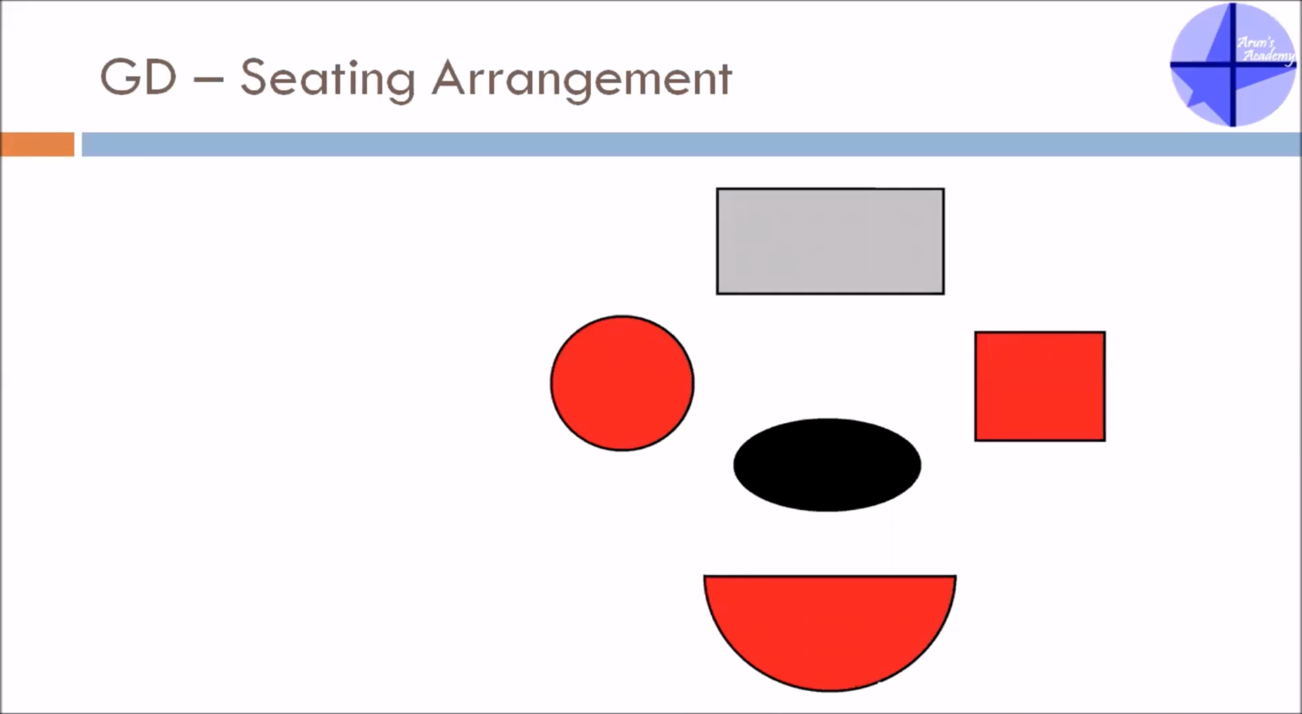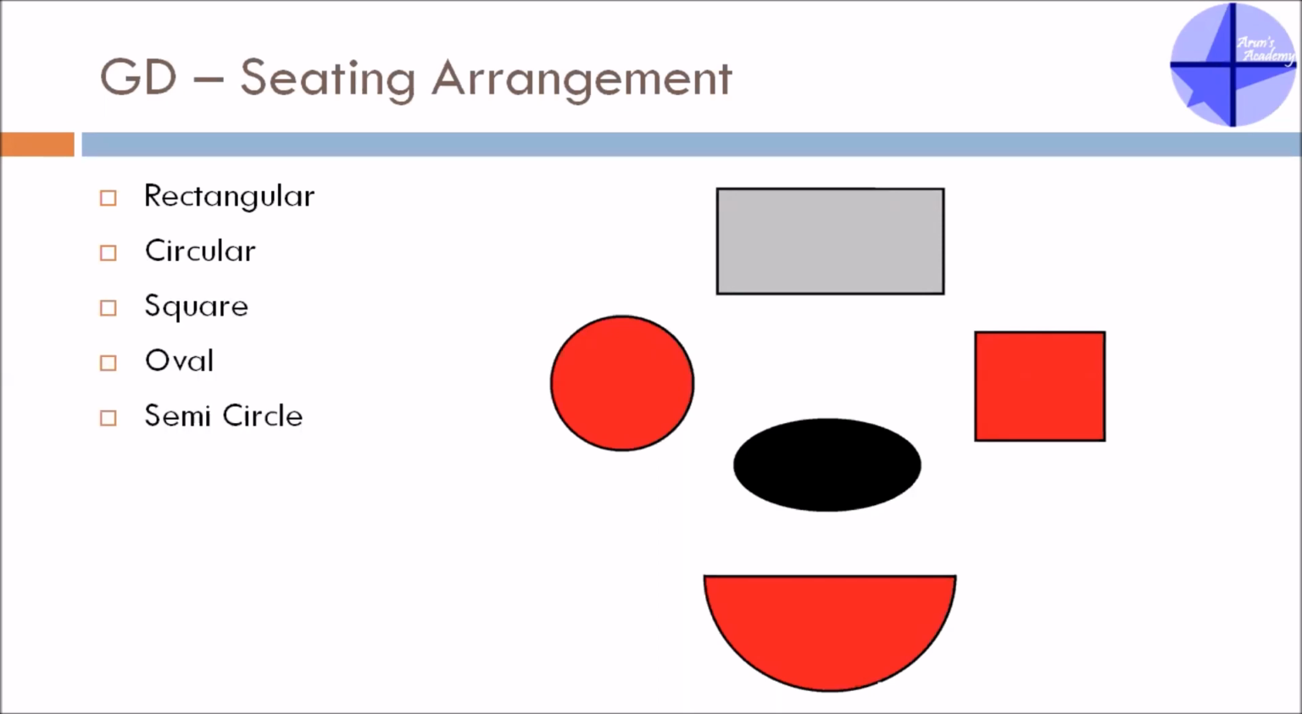Let us also understand the various types of seating arrangements made for GD. The seating arrangement depends on the kind of infrastructure available and the number of candidates participating in a GD. It can be rectangular, circular, square, oval, or semicircular. If you have a choice, select a place where you can see all the participants and all others can see you as well. This will give you a slight advantage while discussing.